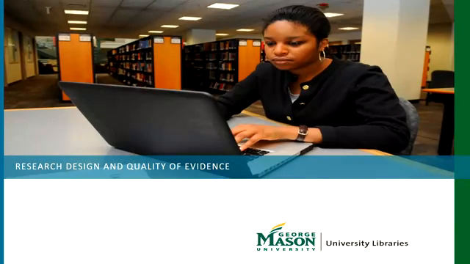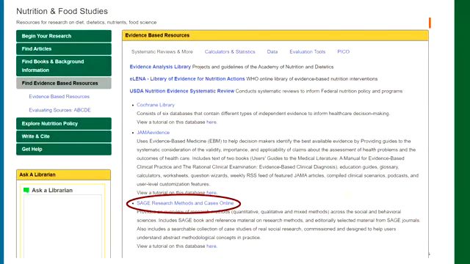I want to talk about research design and research methodology and how it relates to the quality of evidence. We'll start here at the Nutrition and Food Studies Subject Guide. Under evidence-based resources, one thing that I want to draw your attention to is something called SAGE Research Methods and Cases Online. This is a central place to find information about different kinds of research methods, research designs, and specifically quantitative, qualitative, and mixed methods in the social and behavioral sciences.